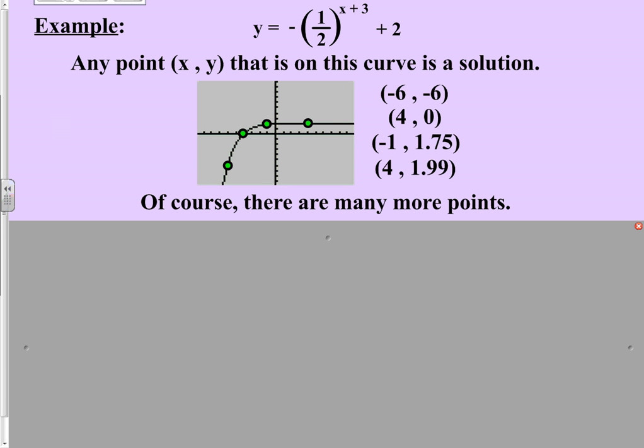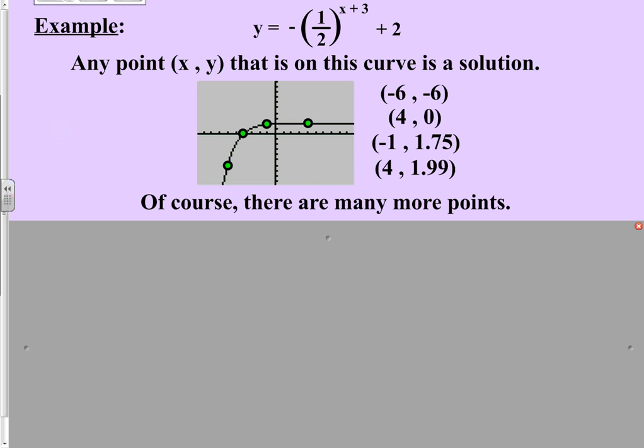Now we're going to start off basically looking at an equation of an exponential function, just like we always have with these. We have learned plenty of times by now, so hopefully what you're looking at at this point is no great secret at all. Any point that exists on a graph is a solution for the equation that goes along with that graph. Obviously, the equation y equals the negative of 1/2 raised to the x plus 3 plus 2 has an infinite number of solutions because there are an infinite number of points that exist on this graph.